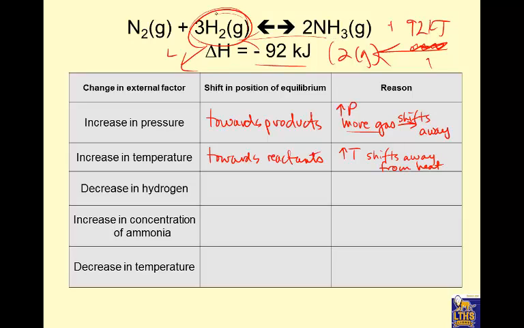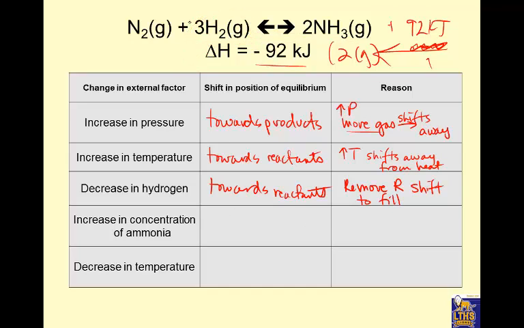Okay, so if I take some of this out, it's like leaving a big hole right here. What do you do if there's a hole? You fill it up. Okay, the shift in position of equilibrium is towards reactants. Okay, why? Remove reactant, shift to fill. Alright, increase in concentration of ammonia.